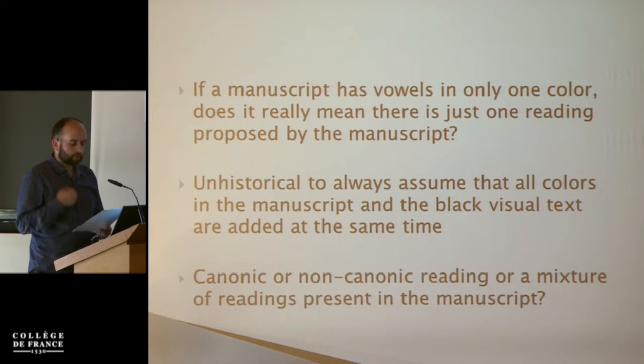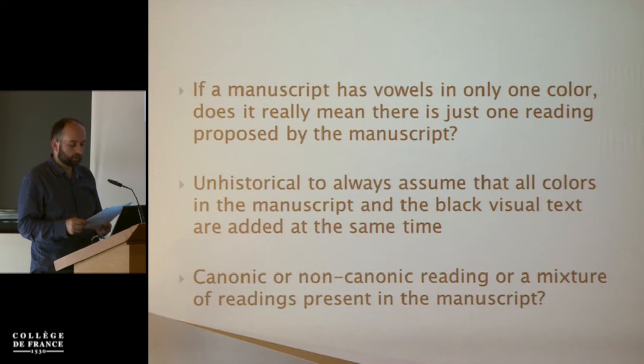The same question applies when there is more than one color used in the manuscripts. Were all colors added by the same hand, or were they added one at a time by different hands? In which order were these colors applied to the text, and how much time passed between their adding?